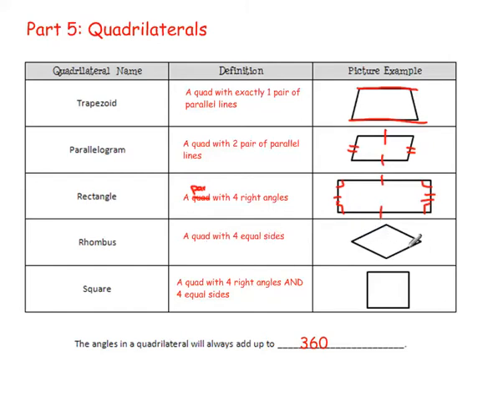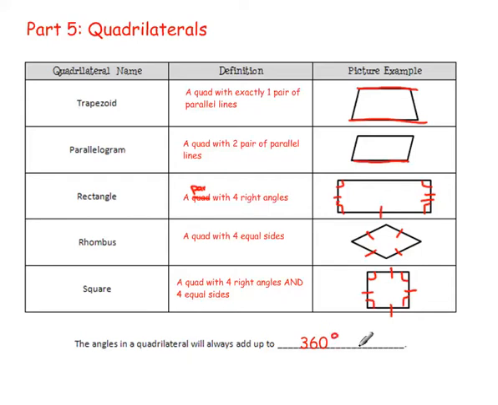A rhombus is a quadrilateral with 4 equal sides. So the lengths of the sides are equal. Okay, all the sides are equal. Don't get confused. I was probably confusing you with the parallel lines there. And the square, it's a quadrilateral with 4 right angles and 4 equal sides. So the sides are all equal, and it has 4 right angles.